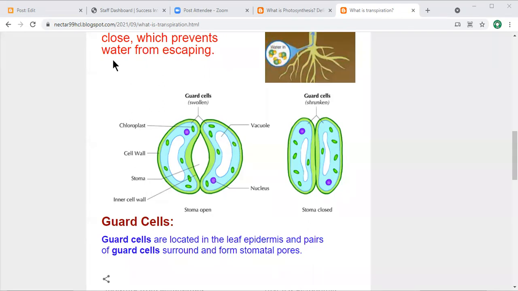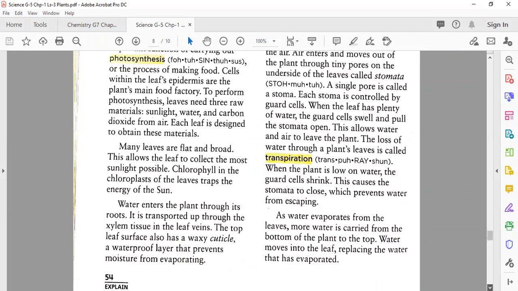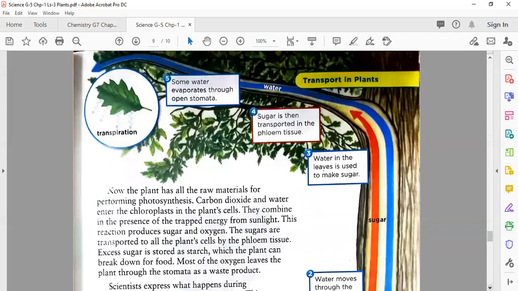Okay, no question. Now come back to your textbook again on page number 54. So you understand very well about transpiration and we know all this in detail. After understanding, let's move to the next part. As water evaporates from the leaf, more water is carried from the bottom of the plant to the top. Water moves into the leaf, replacing the water that has evaporated. So first the water comes, then it moves up, and then it absorbs more water.